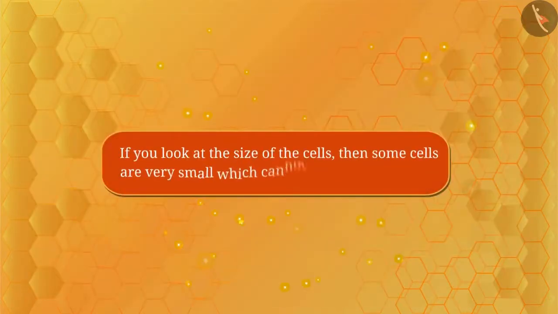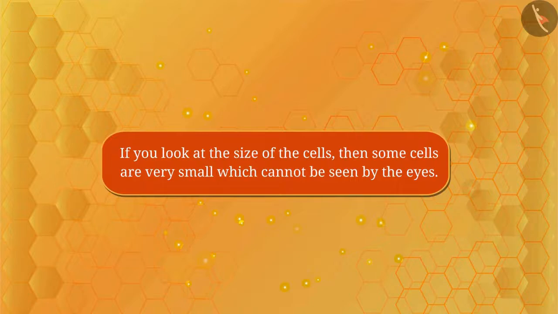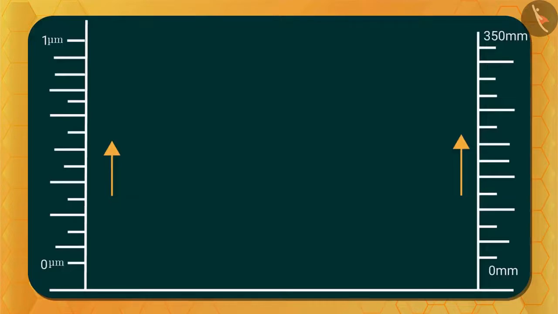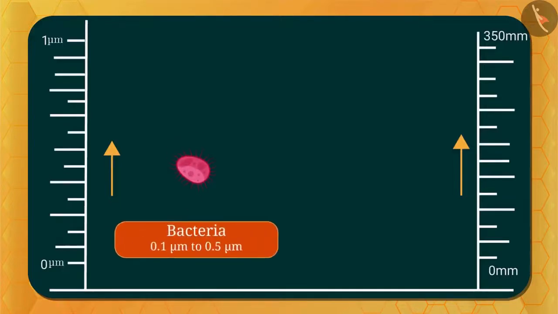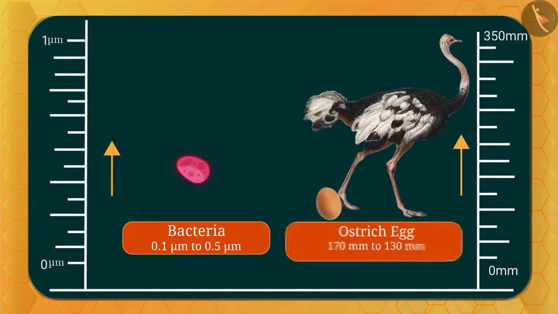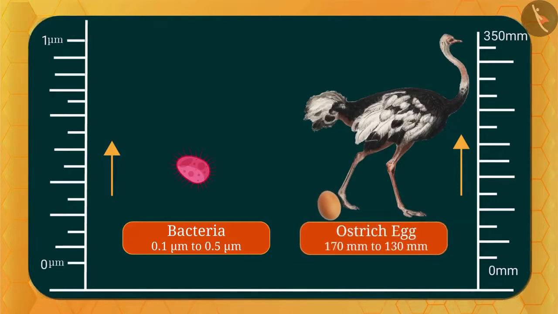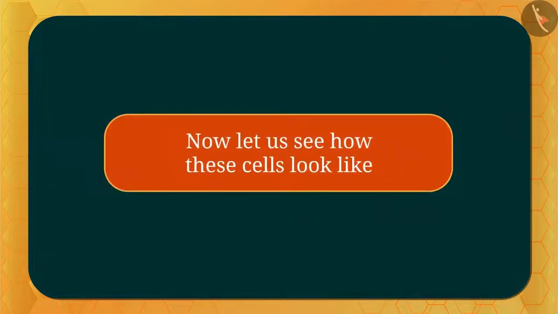And if you look at the size of the cells, then some cells are very small and cannot be seen with the eyes, such as bacteria, which is about 0.1 to 0.5 micron in size. And the largest cell is the ostrich egg with a size of 170 millimeters by 130 millimeters. Did you see how many types of cells are found? Now, let us see how these cells look.